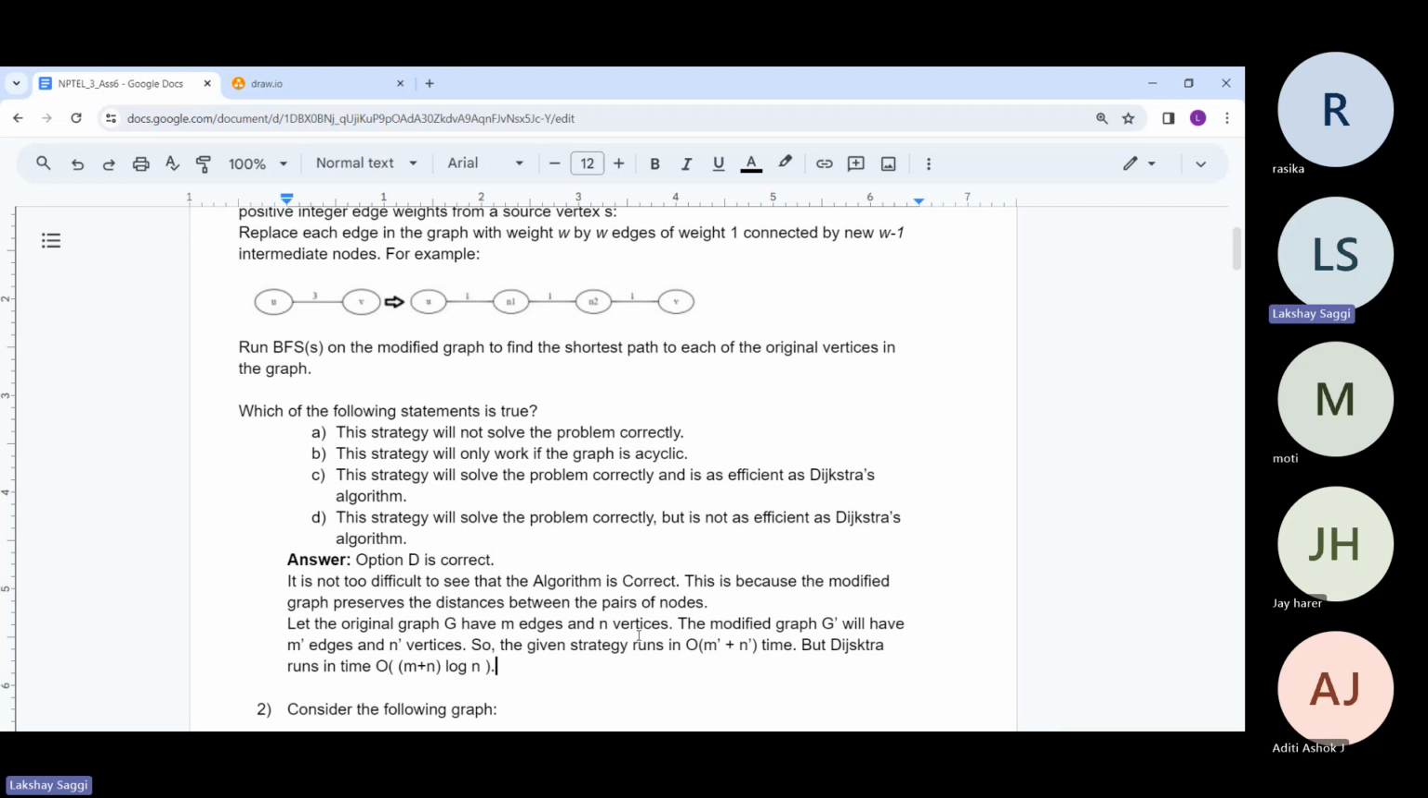Right? So on first look, you may think that order m prime plus n prime does not have this logarithmic factor, so maybe this is smaller. But note that m prime can be much larger than m here. So actually order m prime plus n prime can be much larger than order m plus n log n. And why is this the case? So maybe I should just first mention.